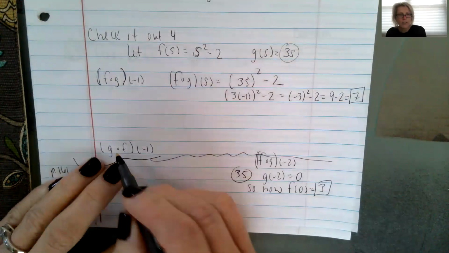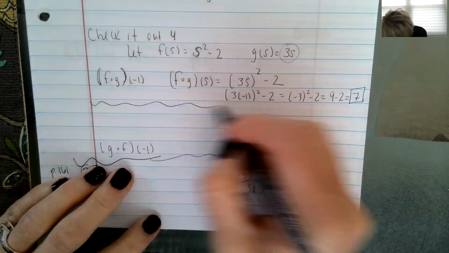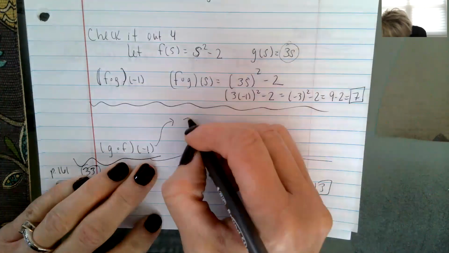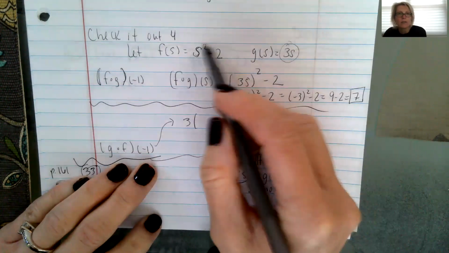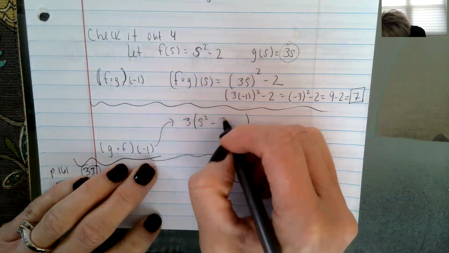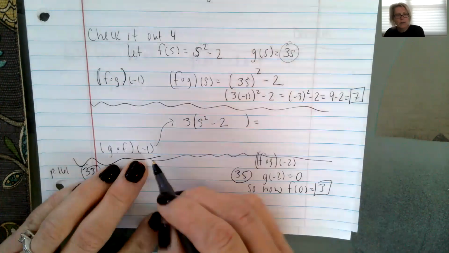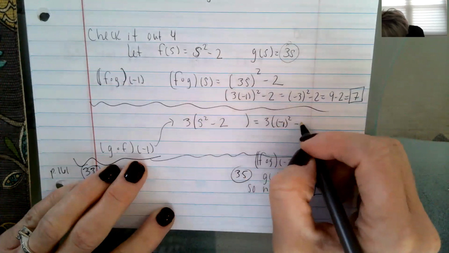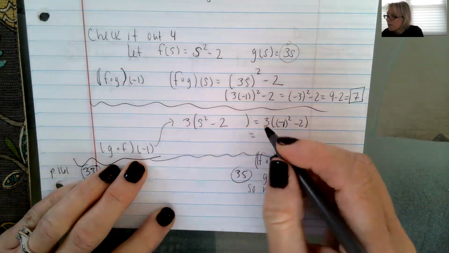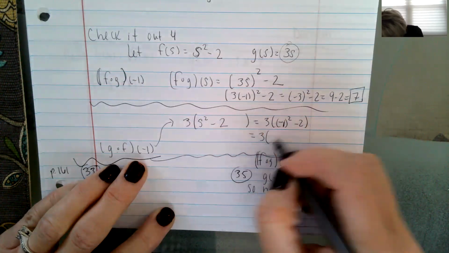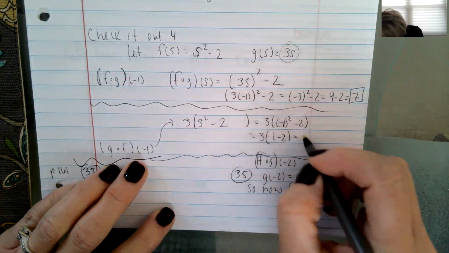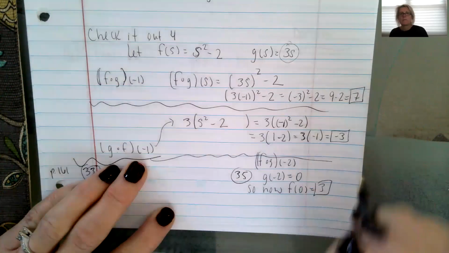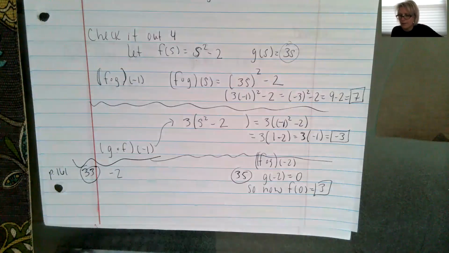Now they want us to compose g with f. So I'm gonna start here. So g composed with f. So this time, the g function is our main function. So it's going to be 3 times something, and that something is the function of f. So s squared minus 2. And they want us to evaluate that at negative 1. So 3 and then negative 1 squared minus 2. So 3, and then a negative 1 squared is 1 minus 2. So 3 times a negative 1 is a negative 3. Aren't these fun?